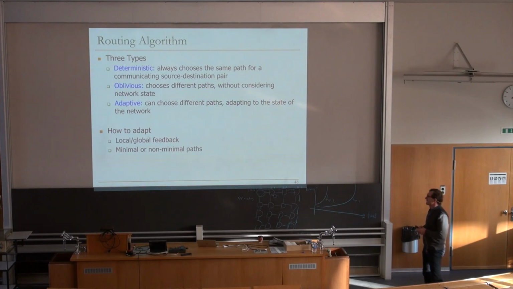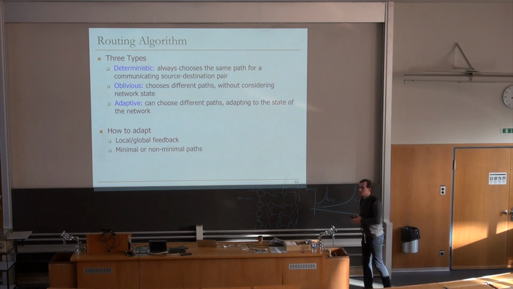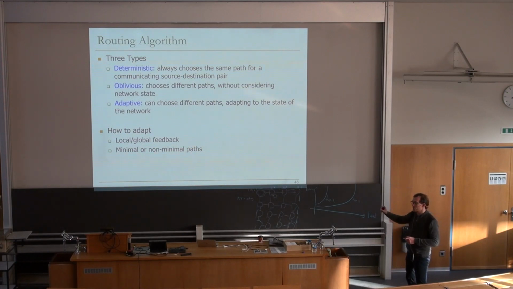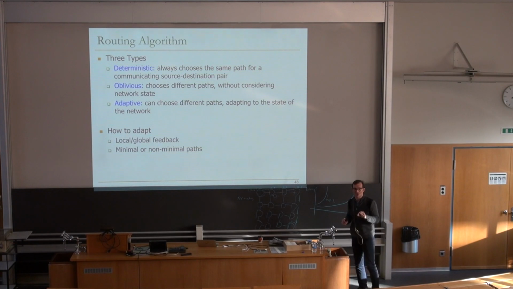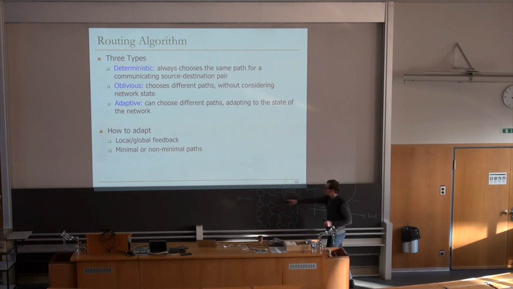How to adapt also has another issue. Are you adaptive minimally or non-minimally? Minimal path means the minimum number of hops to go from a source to a destination. So if you want to communicate between this source over here and this destination, there are two minimal paths, right? You can go this way. Actually, there are many minimal paths. You could go this way, you could go this way, you could go this way, and they're all minimal paths, meaning the minimum number of hops to take. But you could also have non-minimal paths, meaning you could do this zigzagging, and then eventually reach your destination.